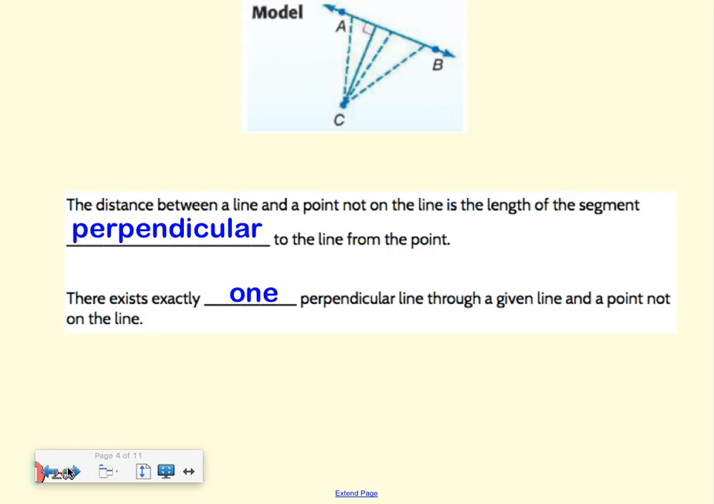Why don't you guys fill this in? So the distance between a line and a point not on the line is its perpendicular distance. Perpendicular. And there is only one of these lines. Okay, so the key today, everyone with me, is to plot it and see what's happening in your picture because it might be easier than you think.